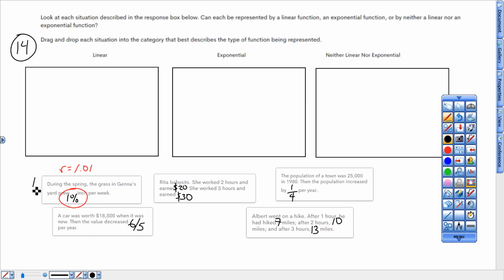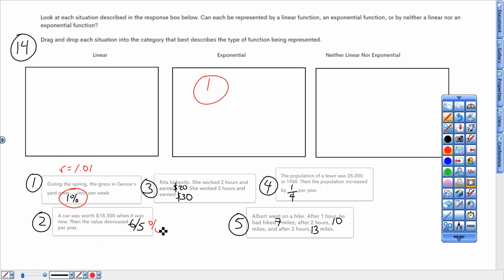Make this 1 right here, 2, 3, 4, 5. I'll have you number it like that. And then I'm going to have you put that number 1 right here. That is definitely exponential.